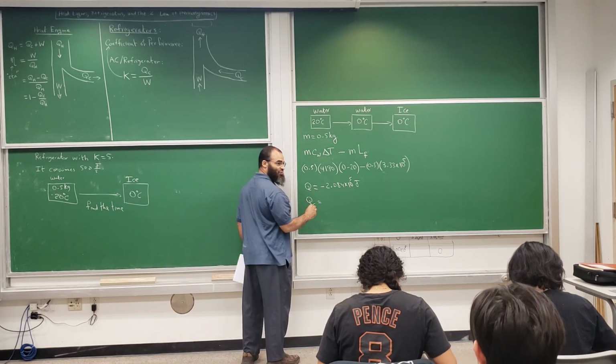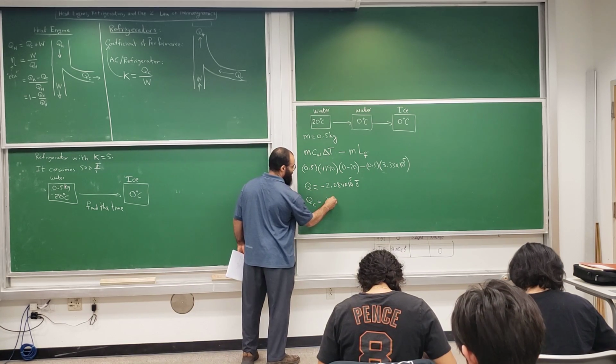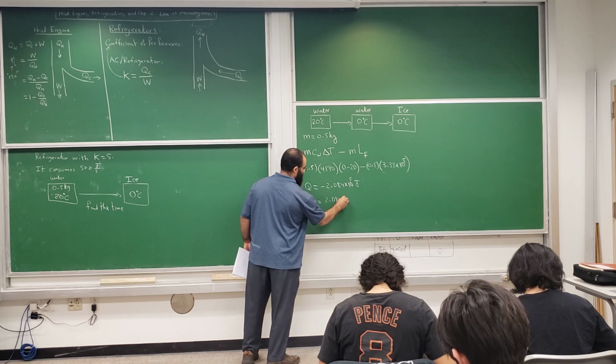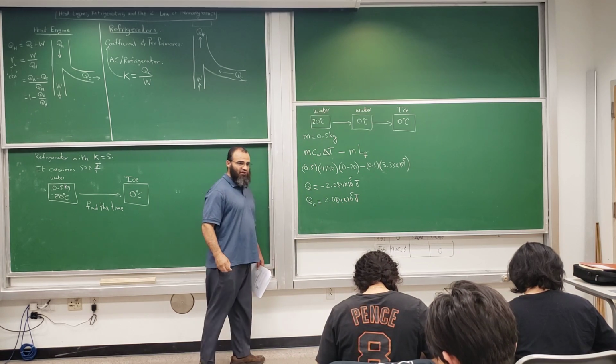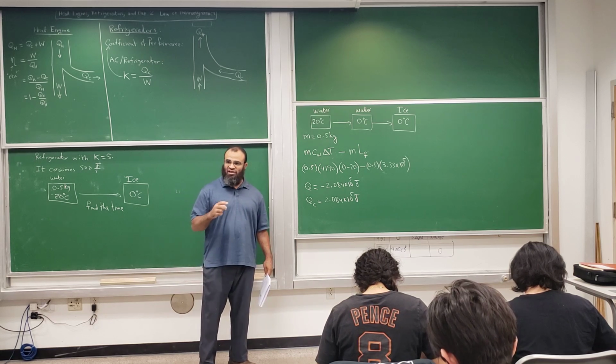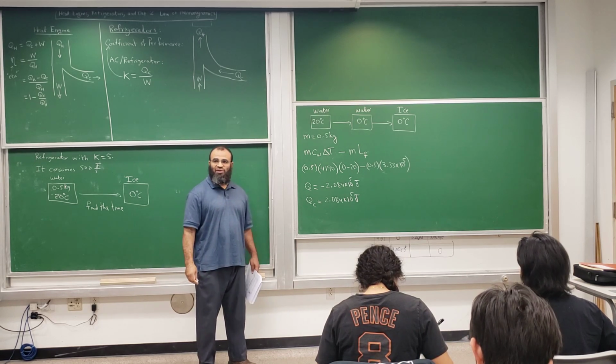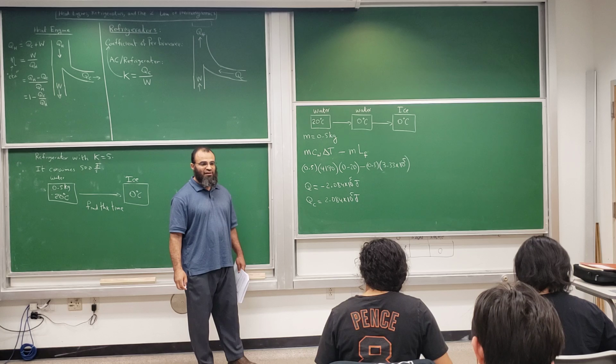Yeah, it's this, but with just positive. That's the heat removal, 2.084 times 10 to the 5th joules. That's the heat that was removed. So how much work must have been done in order to remove this much heat? How much work was done?